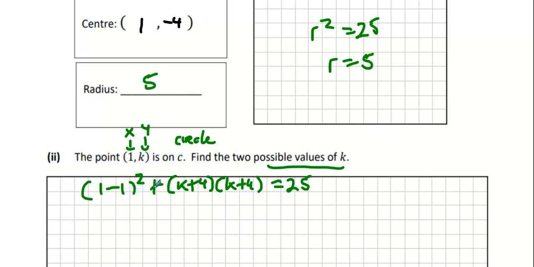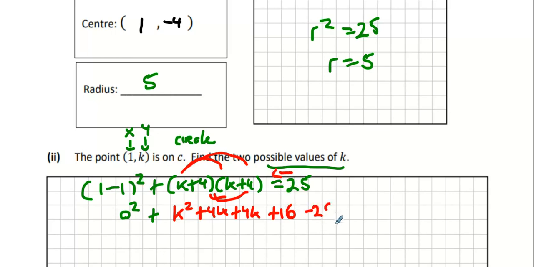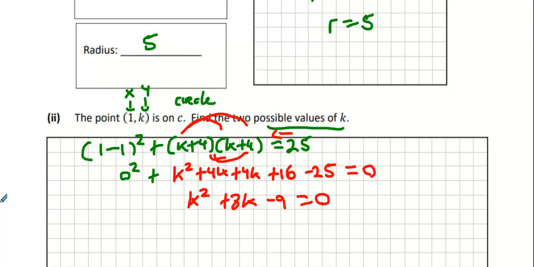So 1 take away 1 is 0, and 0 squared is 0. I'm going to multiply this out. k times k is k squared. That's your 4k. That's your 4k right there. And that's your 16. Bring over the 25, equal to 0. We get k squared plus 8k, 16 minus 25 is minus 9. And then after that, you can do the minus b formula if you want. I'm just going to factorize this. And we're just going to get k equals 1 and k equals minus 9.